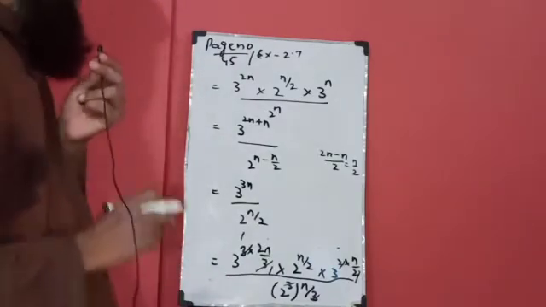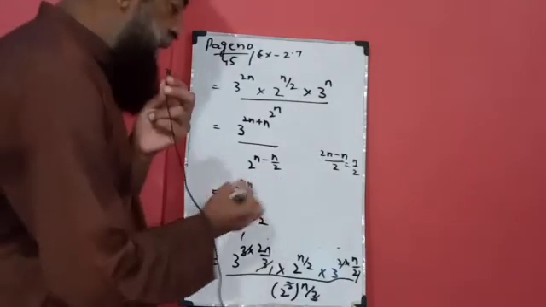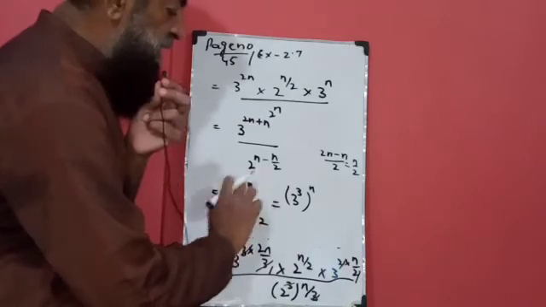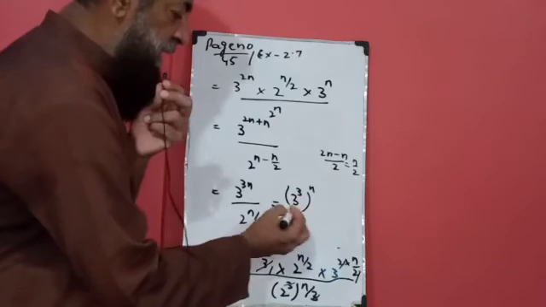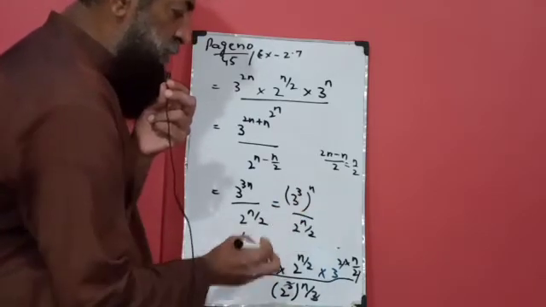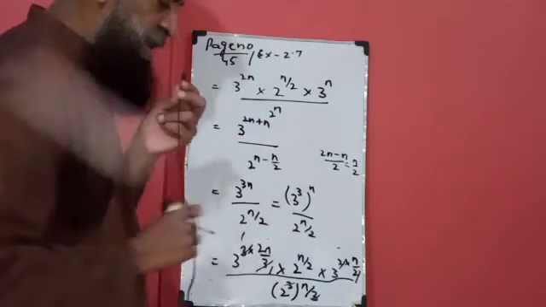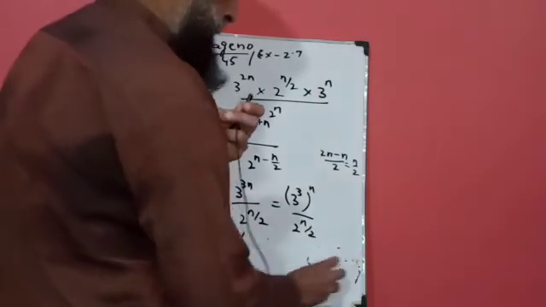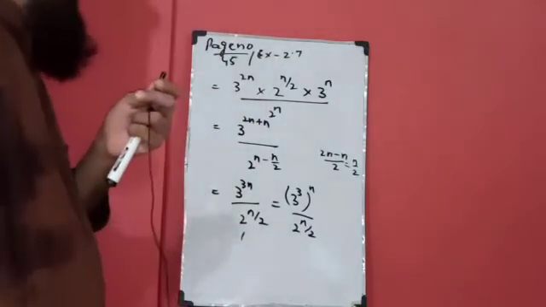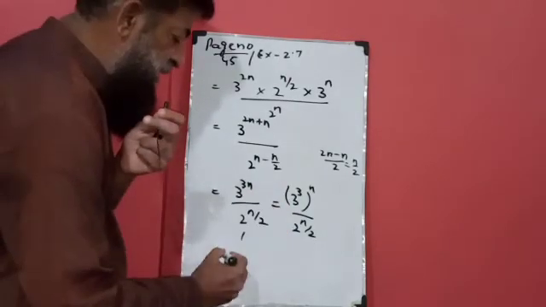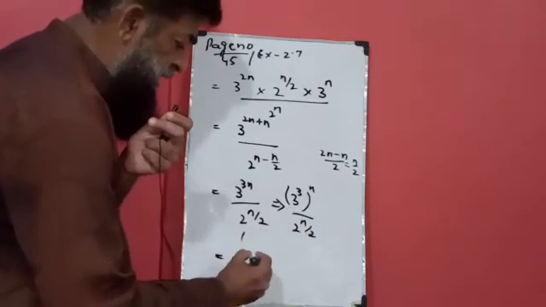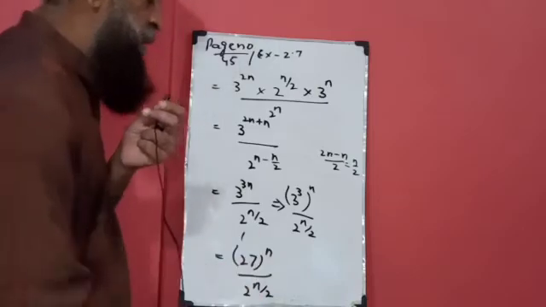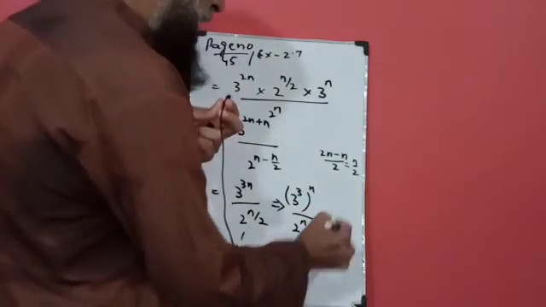This is your answer. If we want to further simplify, we write 3 raised to power 3 raised to power n. We break the power 3n into the 3 and bracket n. 2 has the power n upon 2. Now 3 raised to power 3 means it is multiplied 3 times, it is written as 27. So it becomes 27 raised to power n upon 2 raised to power n upon 2.